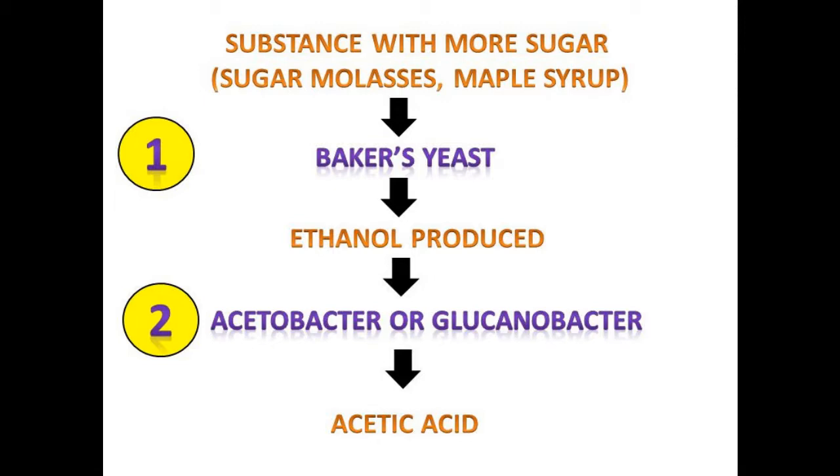Now the second step, we need to convert ethanol into acetic acid. So what are the microorganisms? Again, we will use acetobacter or glucanobacter. These microorganisms will convert ethanol into acetic acid. So our basic process is completed. For the next few processes, we add potassium ferrocyanide for bleaching, then we do pasteurization, then we add SO2, that is sulfur dioxide, and then we get the acetic acid. So the process of acetic acid production is completed.